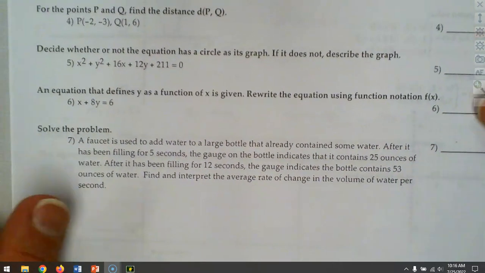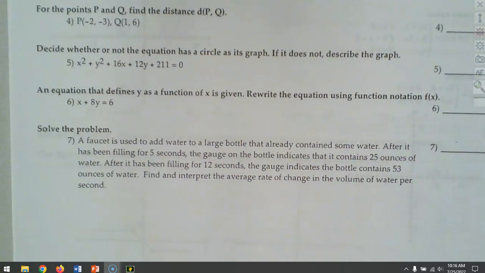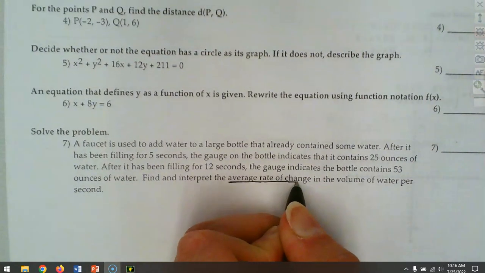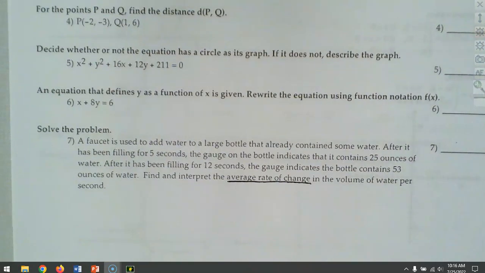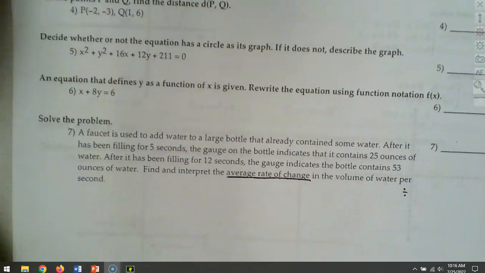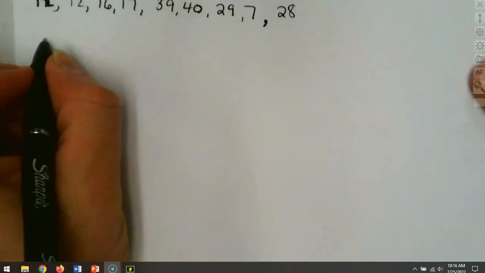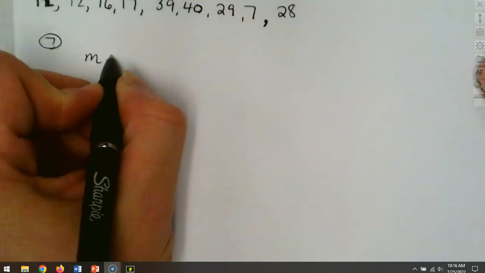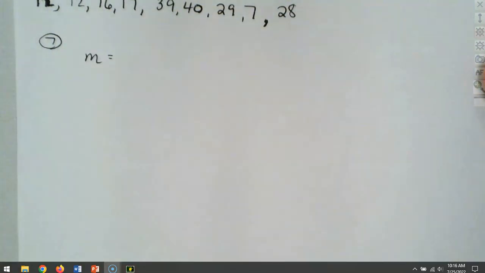When we read this question on 7, the key word to pick up on is average rate of change. And when I see average rate of change, that means the slope. So average rate of change, that's going to indicate our slope. And it says in volume of water per second. So that per, well, that means divide. So when we write up our formula here, we're looking for the average rate of change, which is our slope, m. And that is going to be the volume per second.